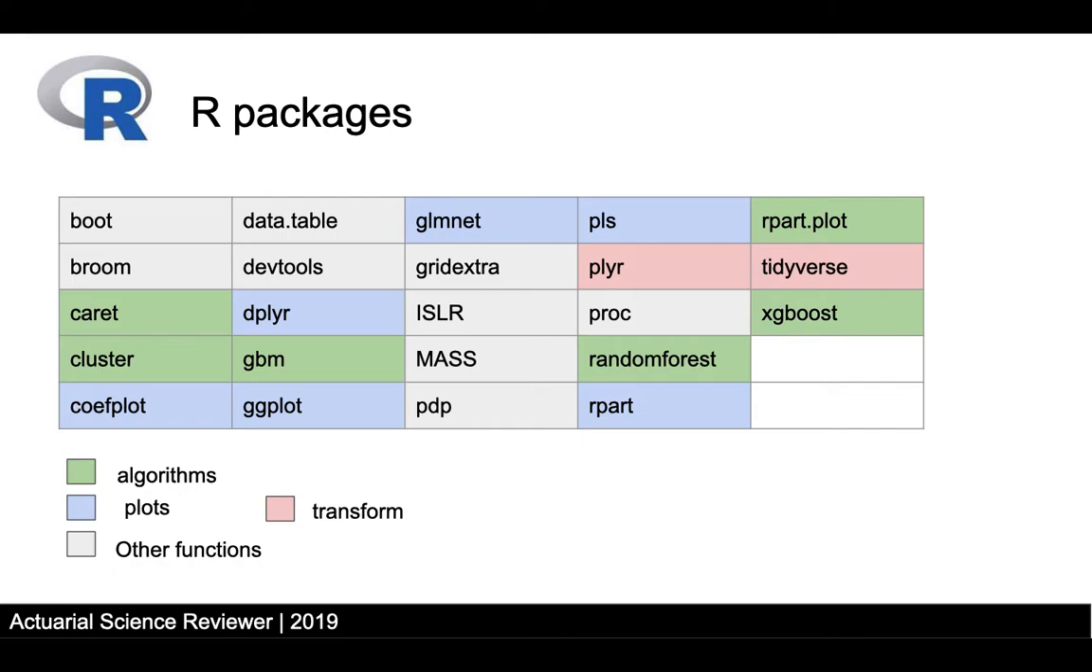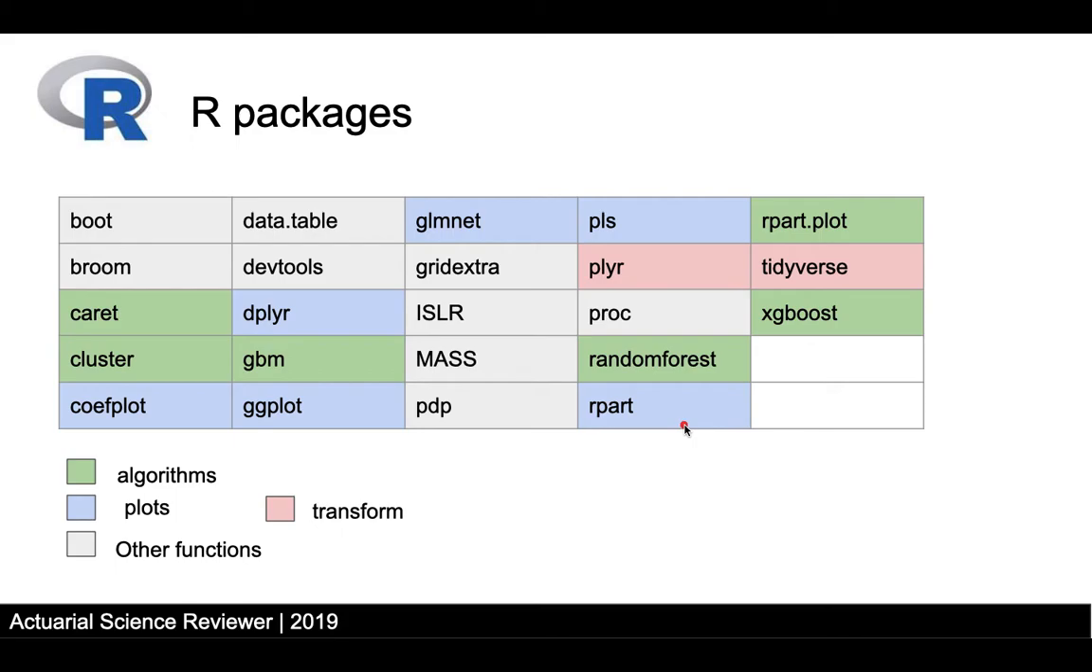So what are the R packages that you need to familiarize yourself with? There's this list on the guide, and I tried to color code them. You can see for models you have the package caret. I think this has regression and neural nets. You've got cluster. You've got GBM for gradient boosting. You've got randomForest for decision trees and bagging. You've got XGBoost again. So you've got XGBoost and GBM, the gradient boosting model. You've got rpart plot and rpart.